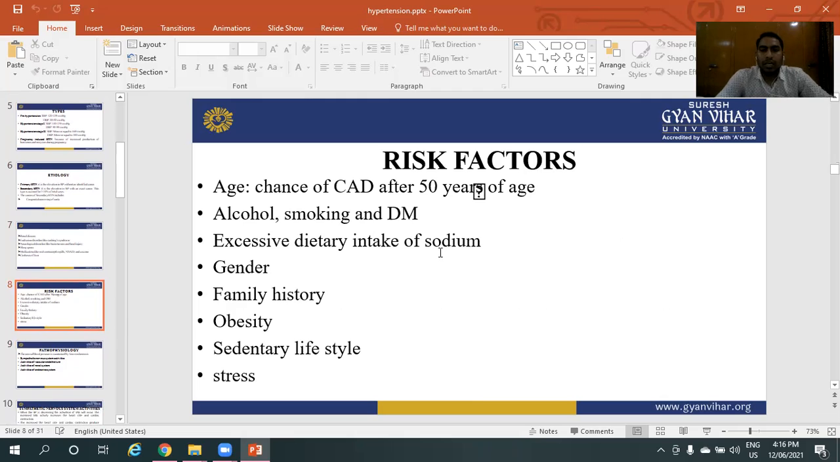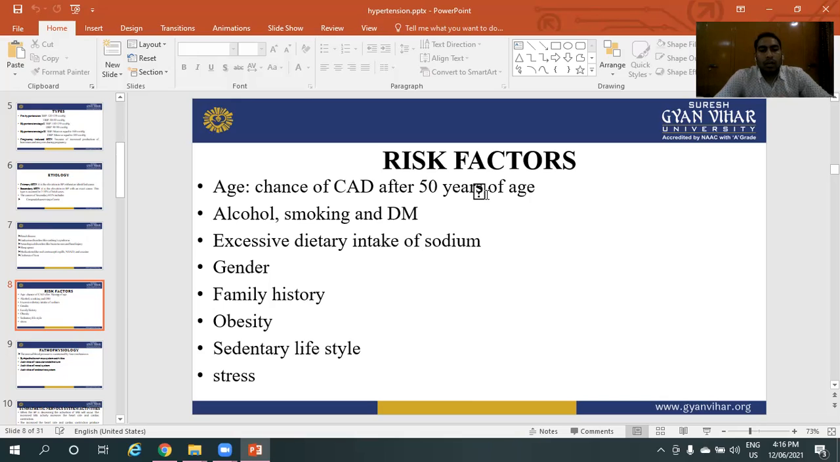Risk factors of hypertension. The first risk factor is age. The chance of coronary artery disease increases after 50 years of age.